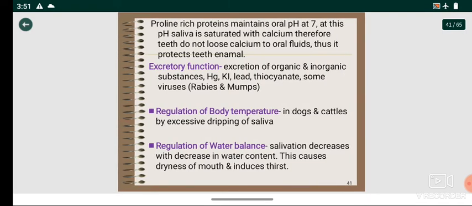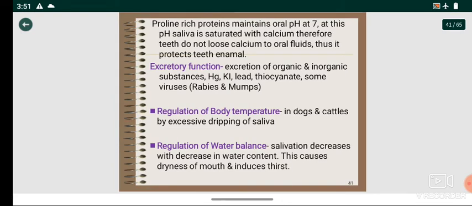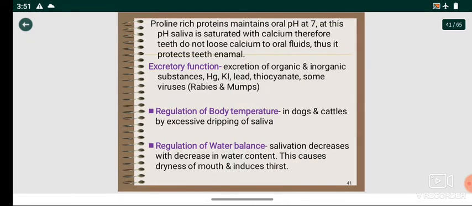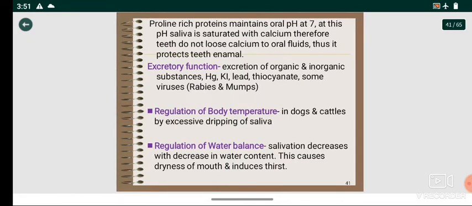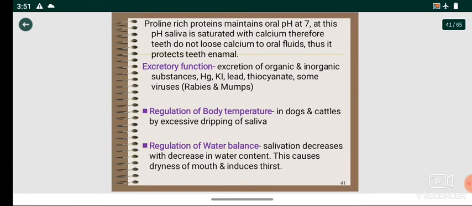Now, the saliva also possesses some excretory function. So, excretion of organic and inorganic substances like mercury, lead, thiocyanate, and some viruses like rabies and mumps, they also get secreted in saliva. So, saliva also has some excretory function.